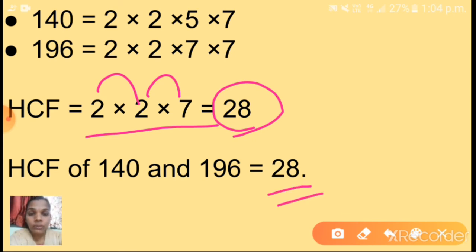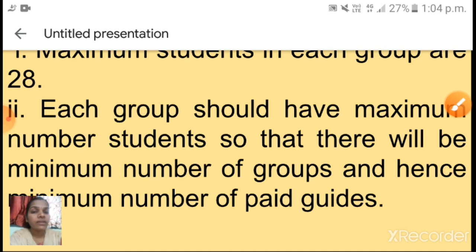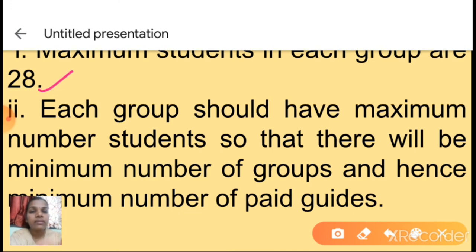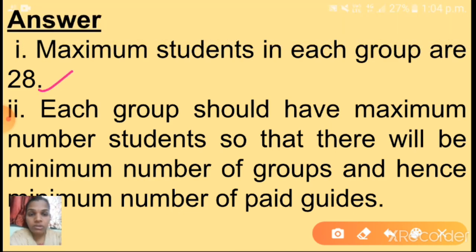So each group contains how many children? Very good, 28 children. Okay, so in the next step I have written here the answer: the maximum students in each group are 28 students. Okay, and one more question: why does each group contain the maximum number of students, isn't it children? So why is it, what do you think?